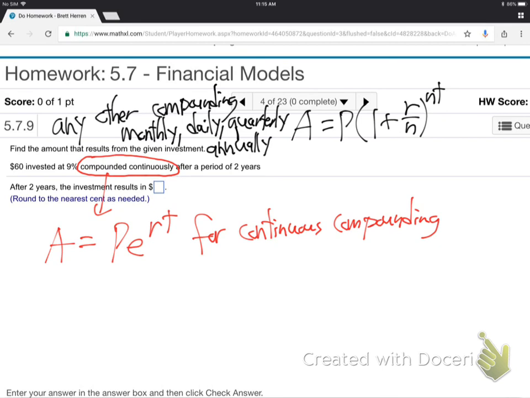Okay, yeah. So those are the two formulas. The whole section is about those two formulas. We're just going to keep using those two formulas again and again and again. How do you know which one? If it's continuous compounding, use the PERT. Any other kind of compounding, use the first one.